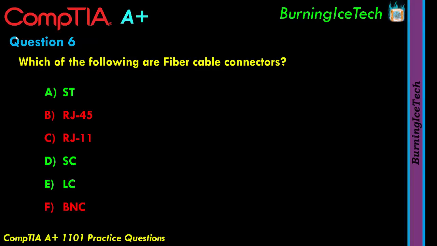So ST, SC, and LC. Those are abbreviations for the actual names of these connectors. All 3 of those, guys, I can guarantee you, are fiber cable connectors. B, RJ45, is for normal LAN cable connectors. C, RJ11, is for normal POTS lines, telephone lines. And F, BNC, is for coaxial cable connectors, for those of you that don't know.